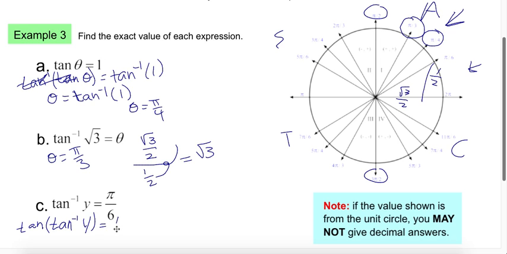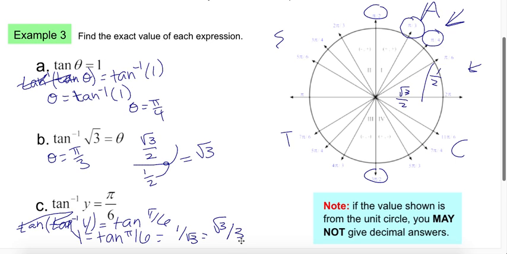Tangent of pi over 6. So again, my tangent and my arctan cancel out, and I'm left with y equals the tangent of pi over 6. Well, that's something you guys know, right? The tangent of pi over 6, we actually just did over here, is 1 over root 3, or I know we need to rationalize that, so we have root 3 over 3, okay? So y, in this case, y equals root 3 over 3.